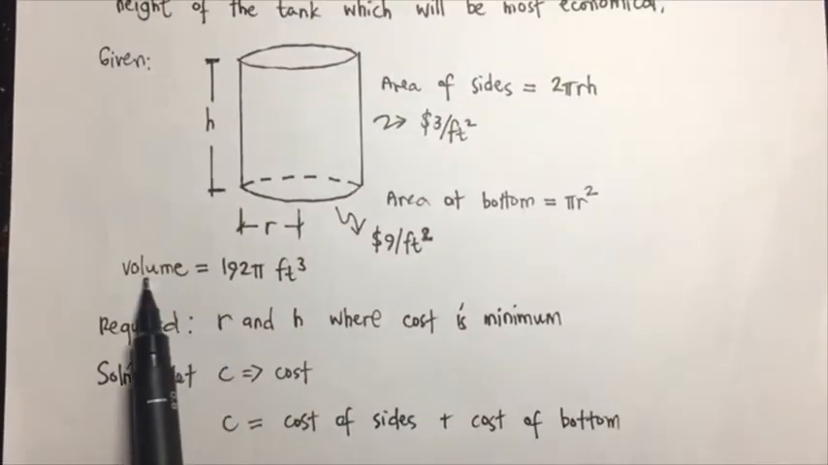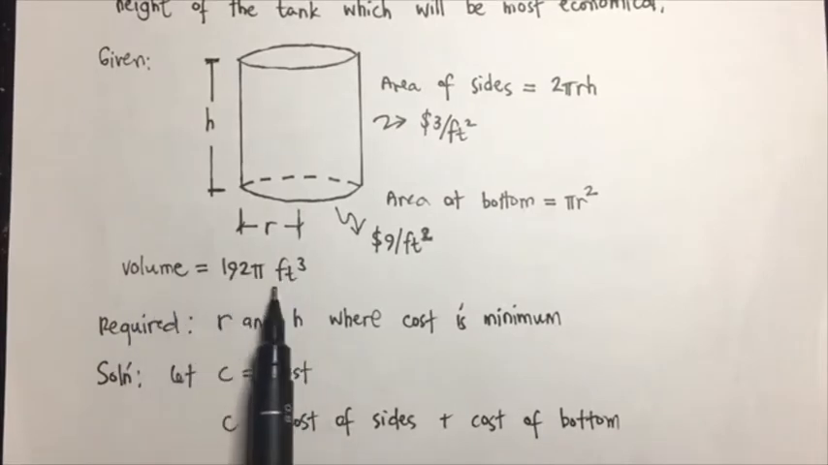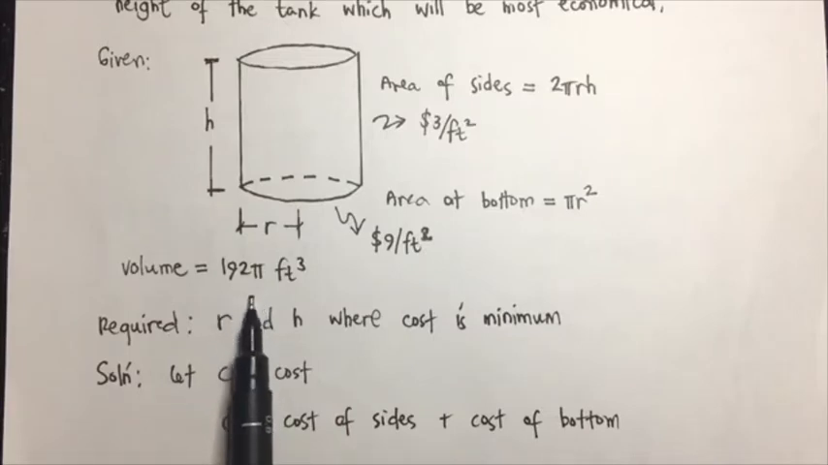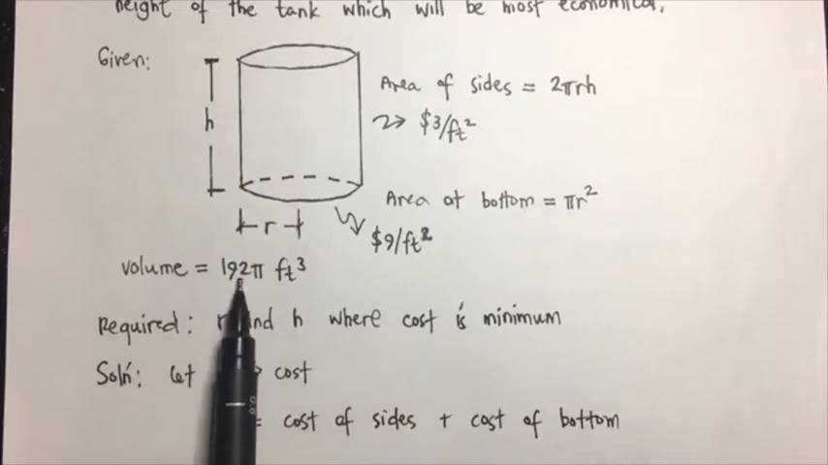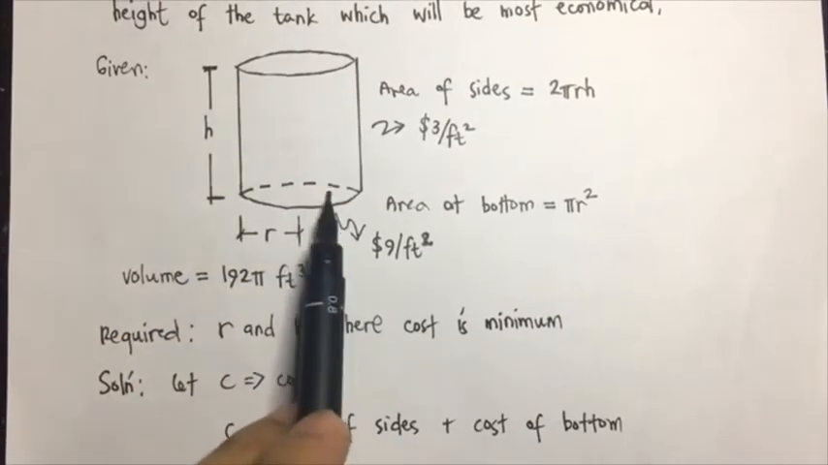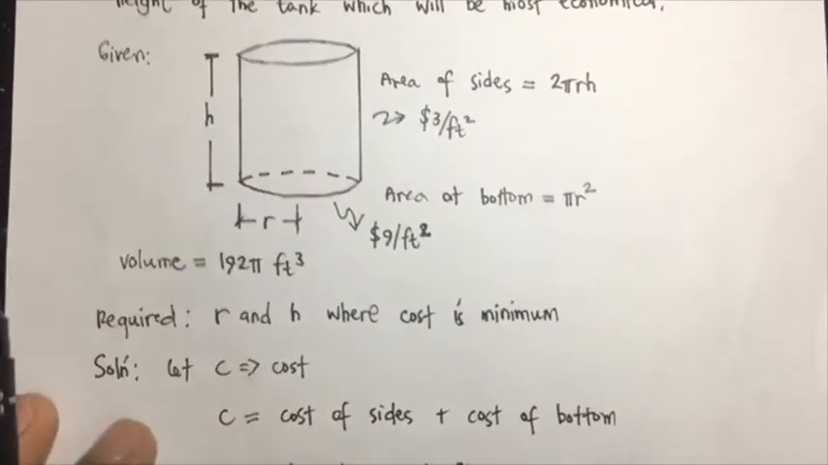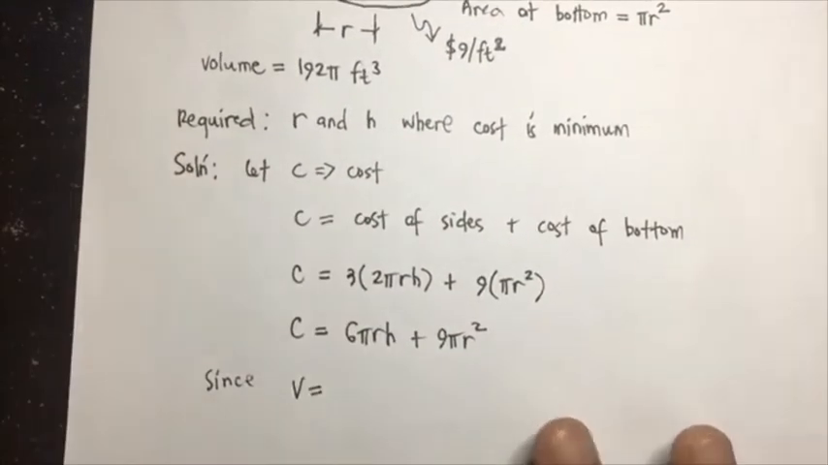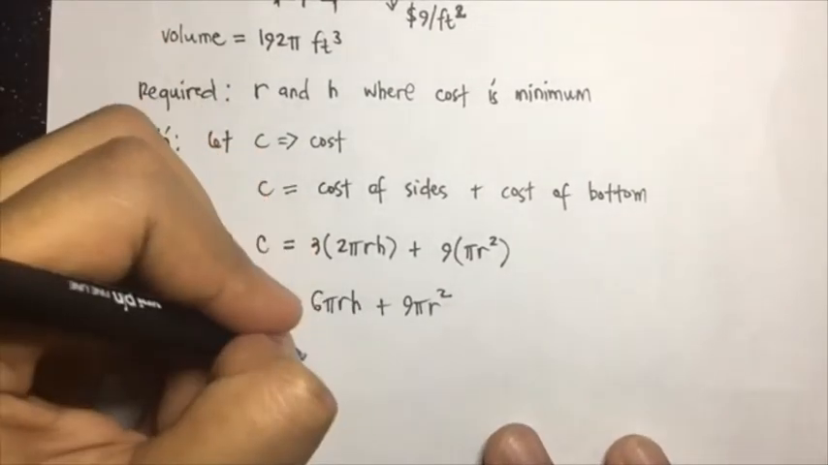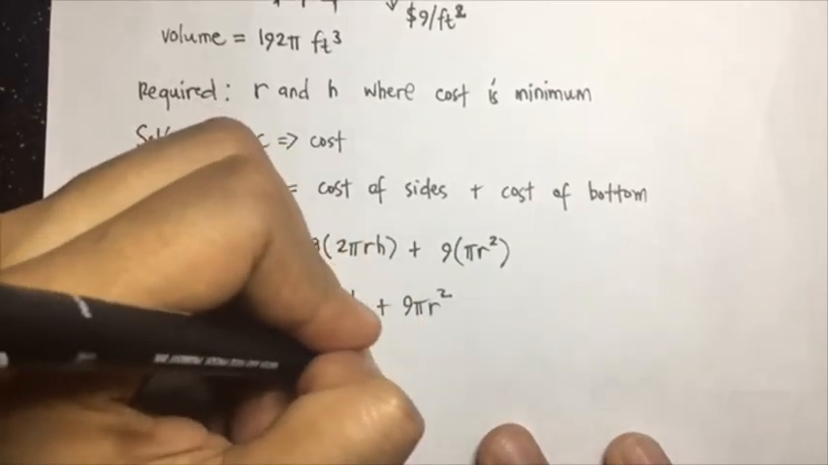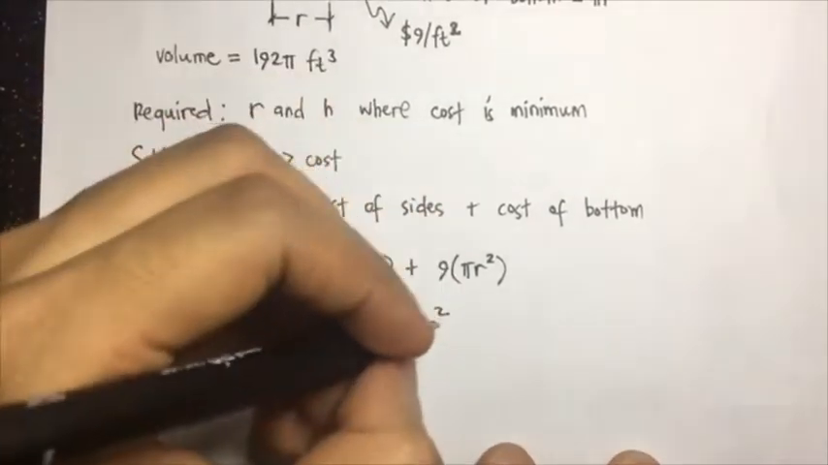Yes, very good. So you need to use this volume. The volume of a cylinder, if you recall your geometry, is pi r squared h. So the volume is equal to the area at the bottom multiplied by the height. Okay, so since volume is equal to pi r squared h, it's also equal to 192 pi.